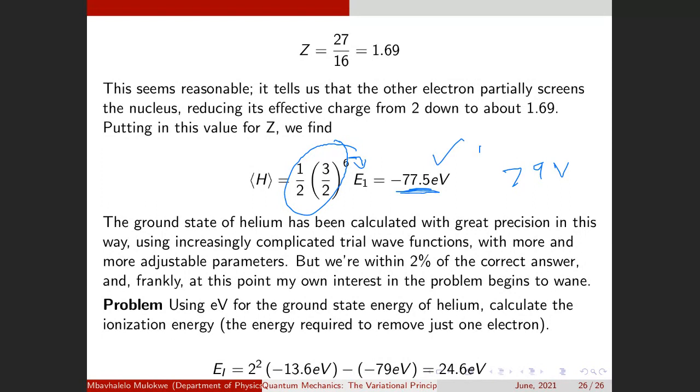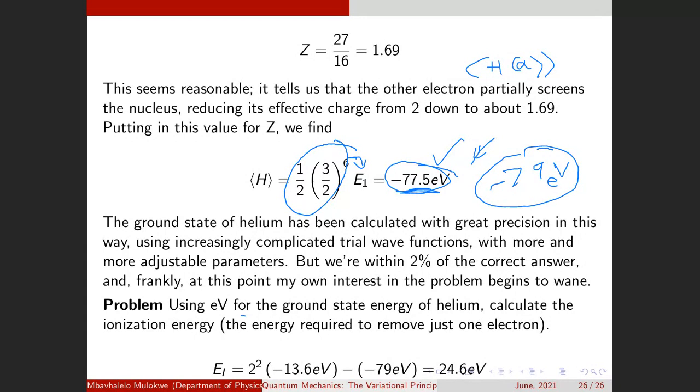So this method is simple to implement. You just calculate h of alpha and then try to minimize that and look at what you're getting. You're getting things that are very close to the experimentally correct thing.